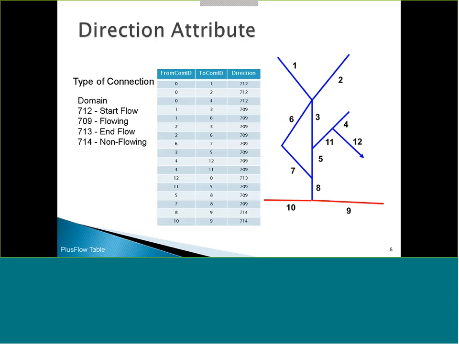Here's a little simple example of a flow table that represents the flow in this diagram. You can see that there's a 712 or a headwater record for 1 and for 2. There's also a headwater record here for 4. Okay. There's a terminal record down here for 12. This guy goes off and he just flows into the ground.